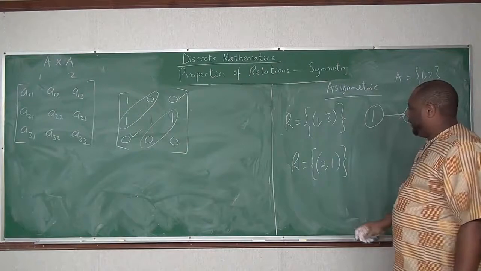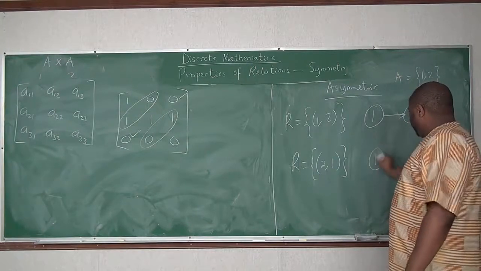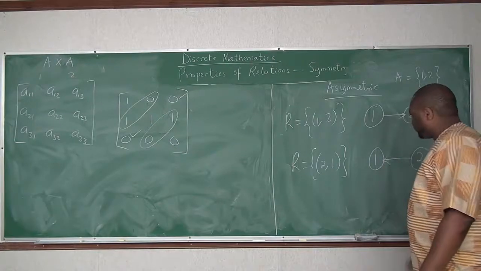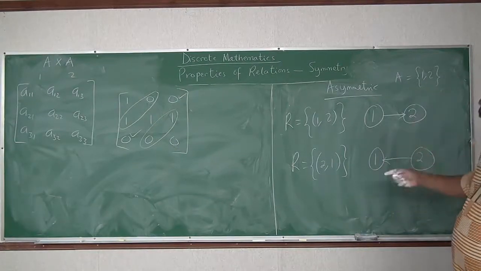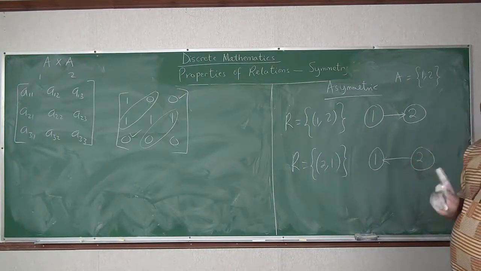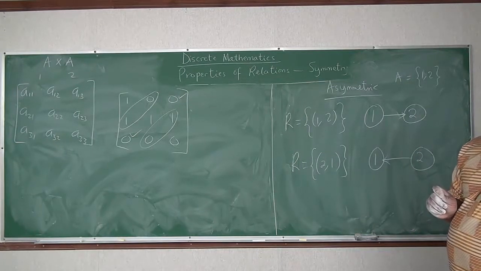One-way street only. Okay? Or with this one, 2 to 1. Only one-way streets. You cannot have 1, 1, you cannot have 2, 2.